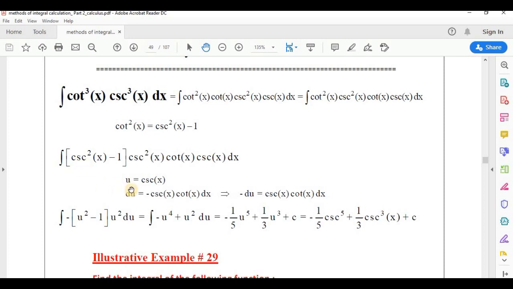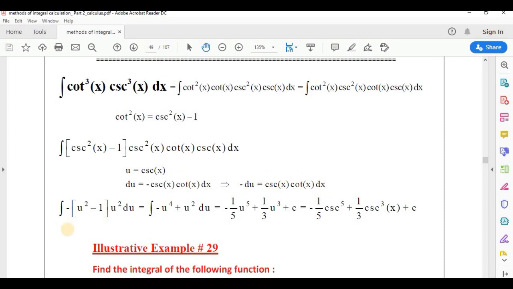We will use our assumption. We will take u equal cosec, and after taking the derivative of both sides, du equals minus cosec multiply cotan dx. Multiplying both sides by a negative sign, minus du equals cosec multiply cotan dx. So all this part will be equal to minus du. After putting the integral in terms of u, the integral will become integral u square minus 1, all multiplied by u square du. After opening the bracket, we get this result.